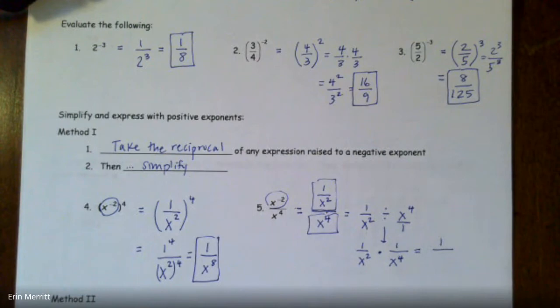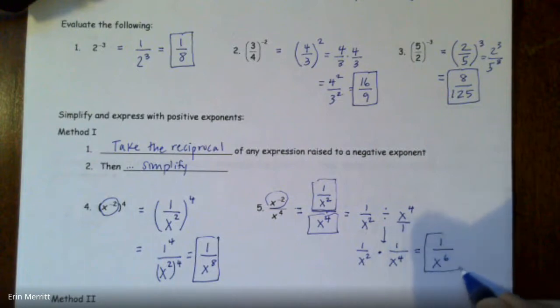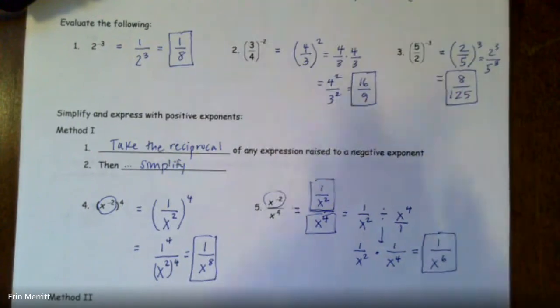I would get 1 on the bottom, or excuse me, 1 on the top. And then when you're multiplying bases, I would add exponents. So 4 plus 2 would give me 6. Okay, not the worst, but not my favorite. Let's look at the second method.